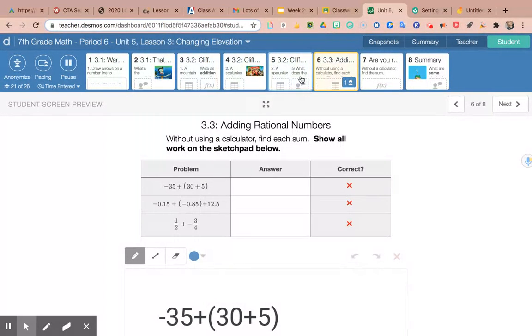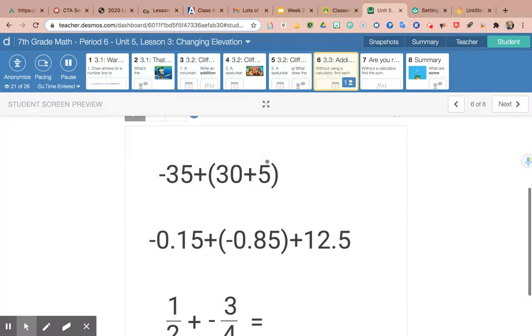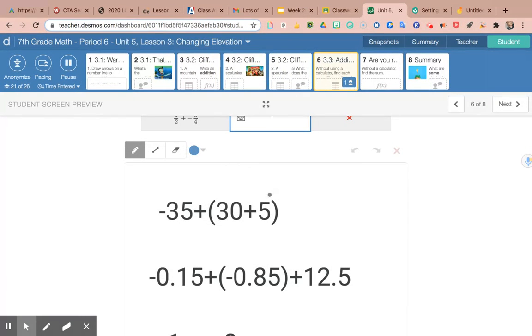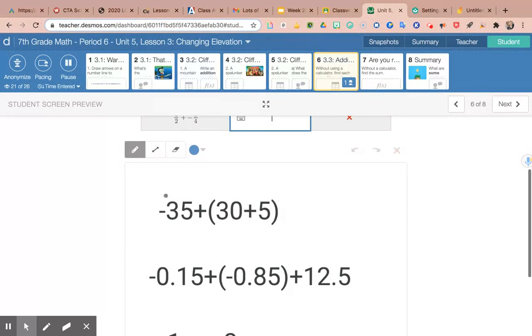Number 6, you had 3 problems. It says, without using a calculator, find each sum. Show your work on the sketch pad below. So 3 problems. You'll check them here, but you'll work them out here. I want you to show me at least a little bit, even if you do it in your head, you're going to have to simplify these a little bit. Using the sketch pad lets me know that you didn't just put them in a calculator, because you won't always have a calculator. So we have negative 35 plus 30 plus 5.